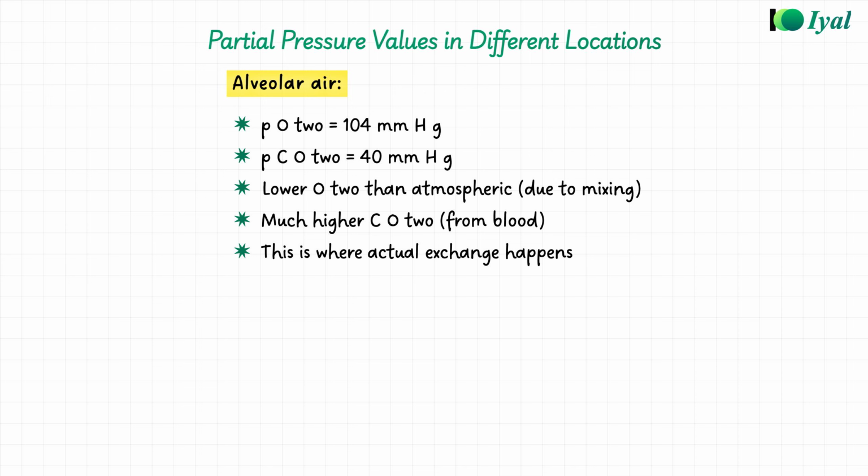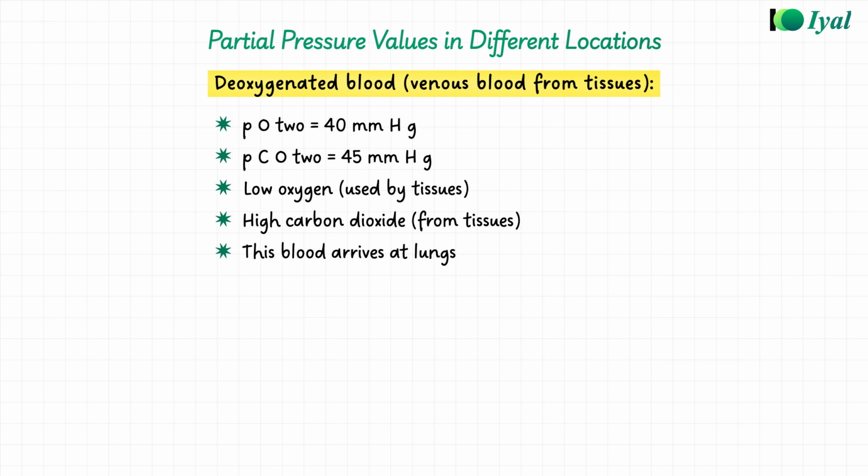This difference between atmospheric and alveolar pressures is important. It allows oxygen to continue entering blood in the lungs. In deoxygenated blood coming back from tissues that has given up its oxygen, the partial pressure of oxygen is 40 millimeters of mercury. Very low, right? Because the oxygen has been used by the tissues.